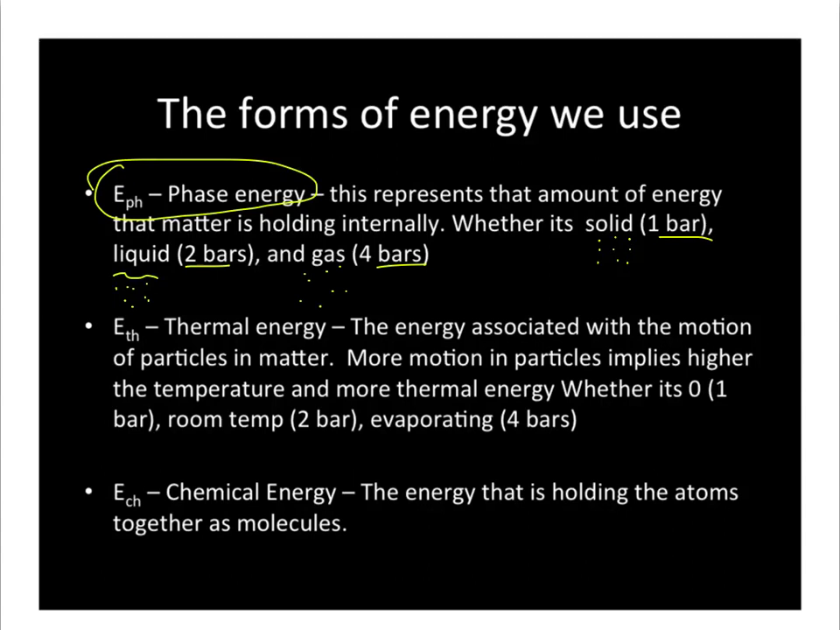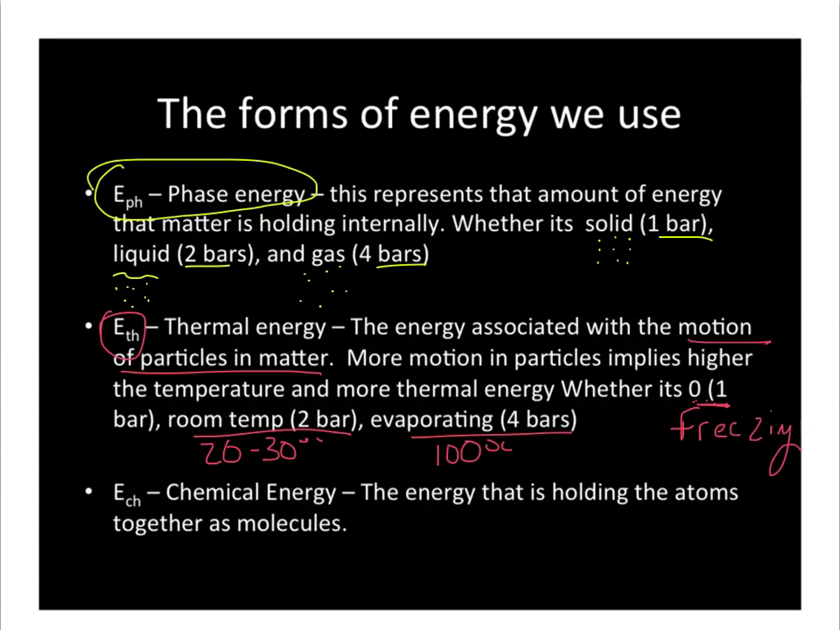Next up, we have the thermal energy, and that's when we're talking about the motion of the particles. We say around 0 is 1 bar, room temperature is 2 bars, evaporating is 4 bars, where room temperature is like 20 to 30 degrees Celsius. Evaporating is like 100 degrees Celsius. This 0 would be like anytime it's mentioning freezing.